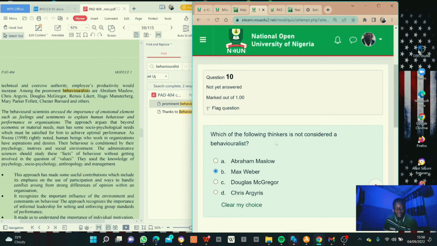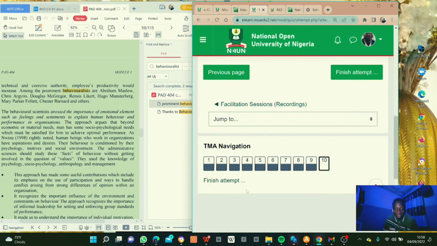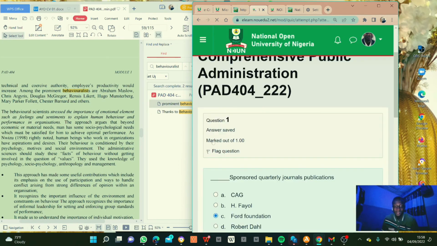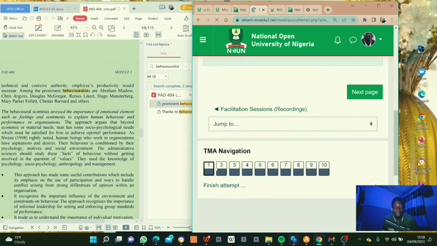Marx is not here. So which of the following thinkers is not considered? So Marx is not considered. Marx is the father of bureaucracy, as we agreed earlier on. So let's cross-check quickly. Let's see if our answers are right. He said here, okay, this is correct. What we chose.